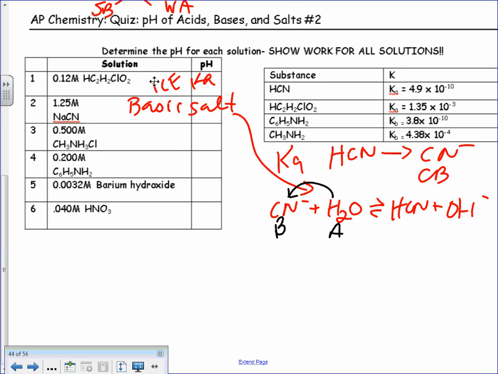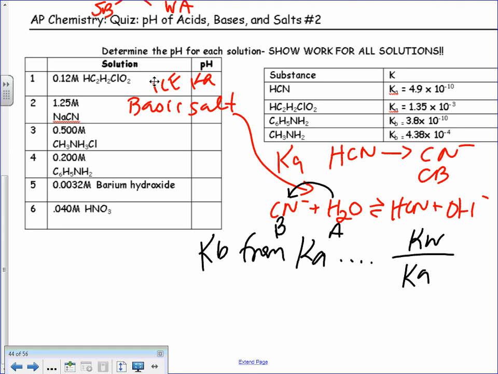So you're trying to remember your definitions. This is a Bronsted-Lowry base, making cyanic acid. So if you're acting as a base, you must find the Kb from the Ka. And how do you do that? 1 times 10 to the negative 14 over Ka, the Kw over Ka. Right.